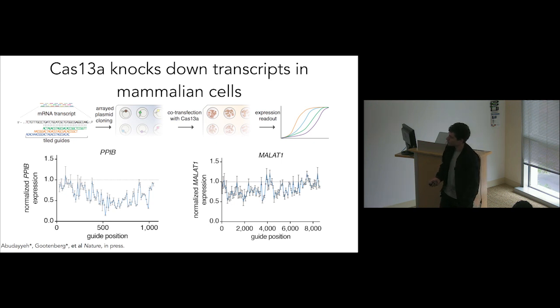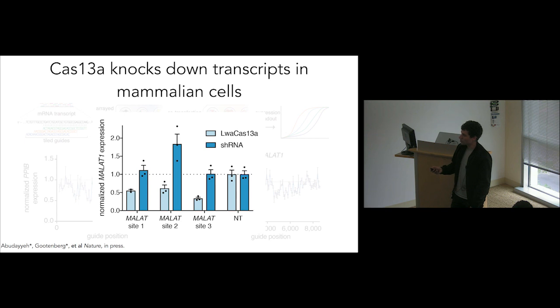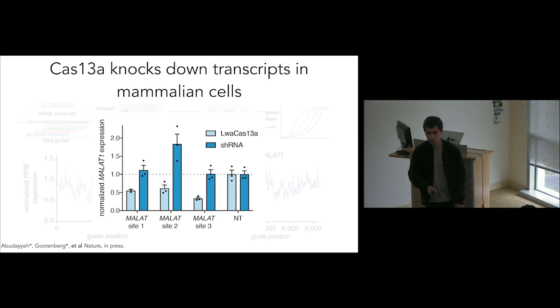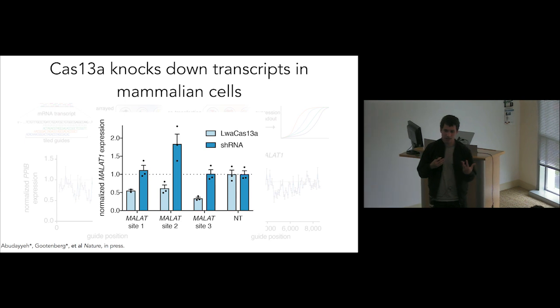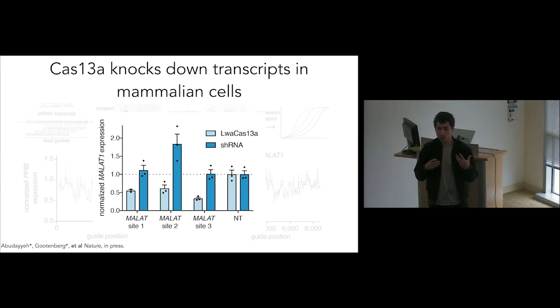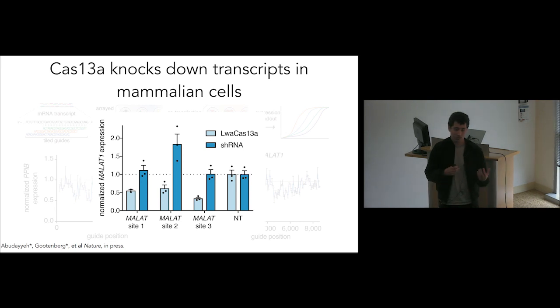And when you compare our Cas13a knockdown of MALAT1 to the position-matched guides with shRNA, you can see that shRNA just is not capable of knocking down MALAT1, whereas we can achieve about 50% or more knockdown when we select these guides. So we see Cas13a as, because it's exogenous, having this flexibility where you can actually target transcripts in the nucleus or in the cytoplasm exclusively.